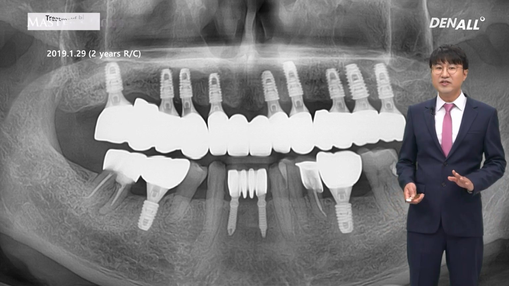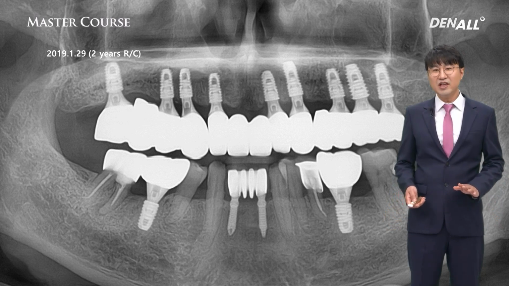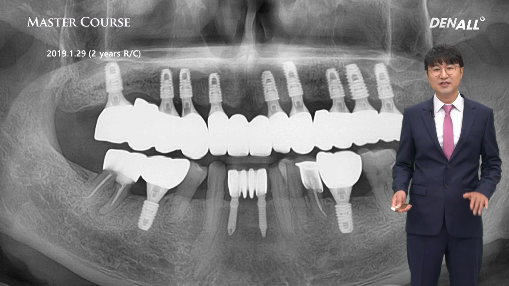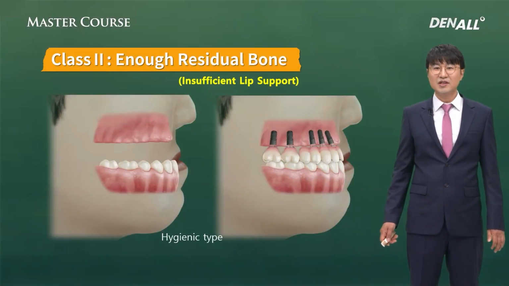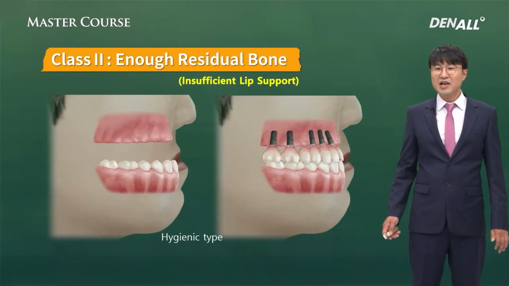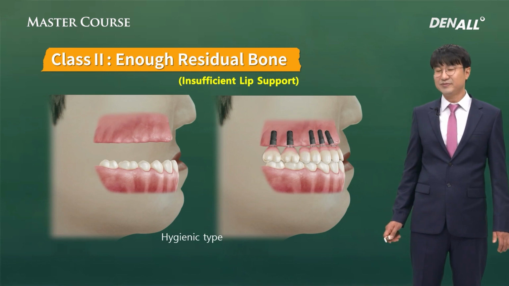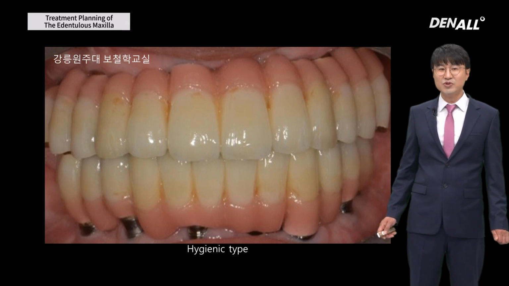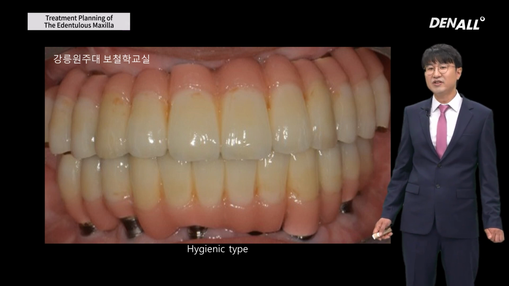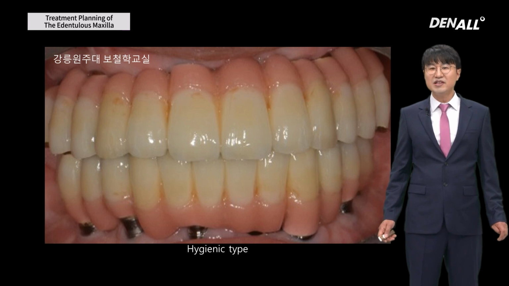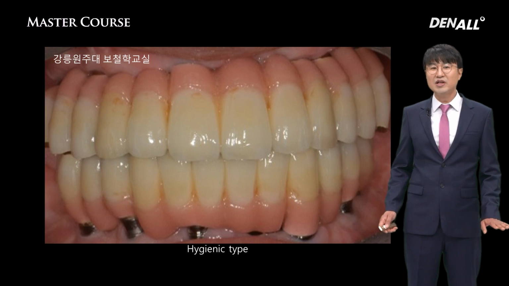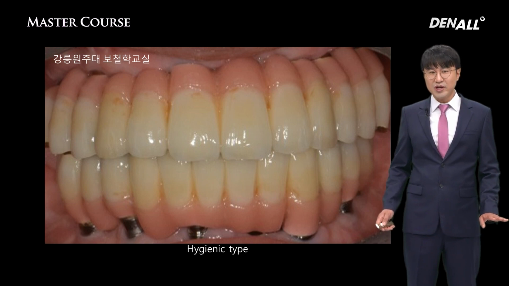Now, vertical dimension, if there's a loss, there are many patients like that, then in such a case, you have to see whether there's sufficient lip support, and you should see also the relationship inside, and you have to have an accurate understanding of that. If there's insufficient lip support, I prefer the hygienic type the best. This is not my case, but this is from Wonju University. Insufficient lip support was restored with the hygienic type. It was restored with ceramic metal, and oral hygiene can be managed better with this.